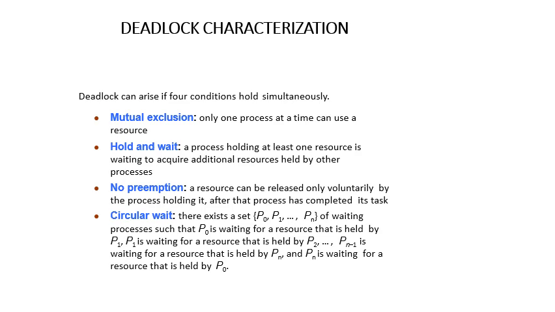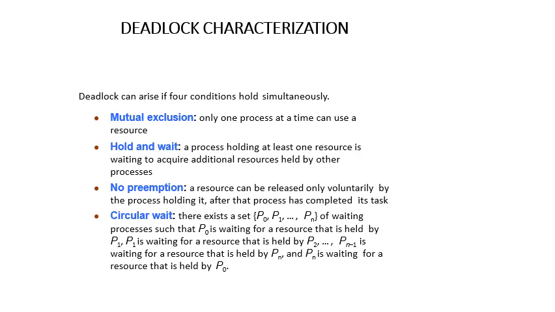Next, the second is hold and wait. Hold and wait is when a process is holding at least one resource and is waiting to get additional resources which are held by other processes. Suppose I'm holding one resource, and without releasing that resource, I'm waiting for another resource. Only once I get the other resource will I release the resource I'm holding. If this hold and wait occurs, then deadlock will occur.